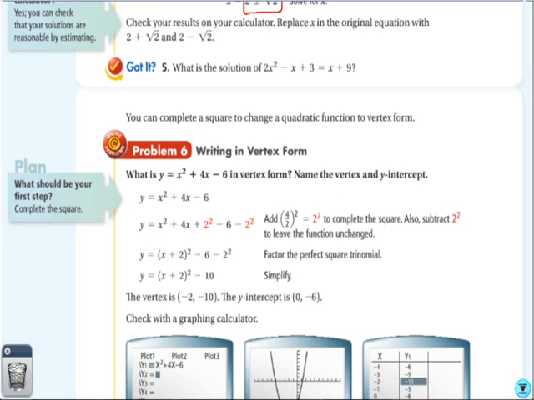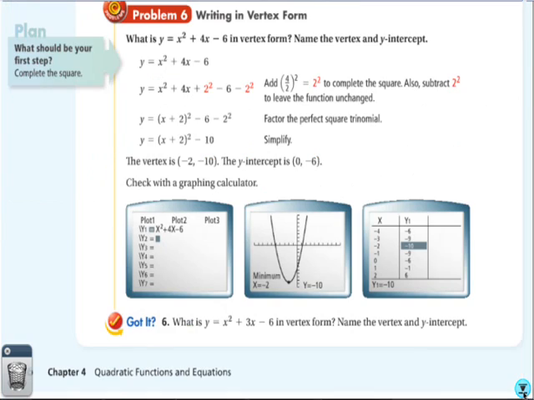Okay, so let's take a look at number 6. We can complete the square to change a quadratic function to vertex form. If we wanted to go from quadratic to vertex, we could do that pretty easily here. We have y equals x squared plus 4x minus 6. Name the vertex and the y-intercept.